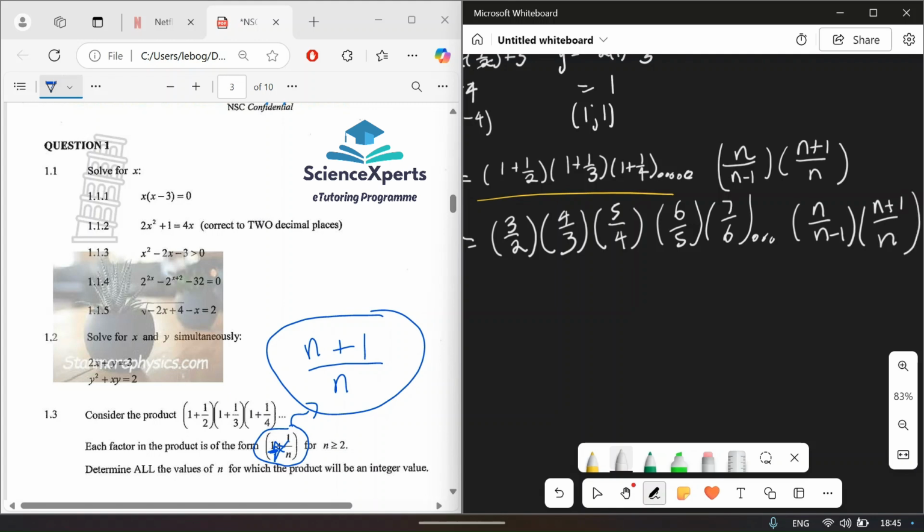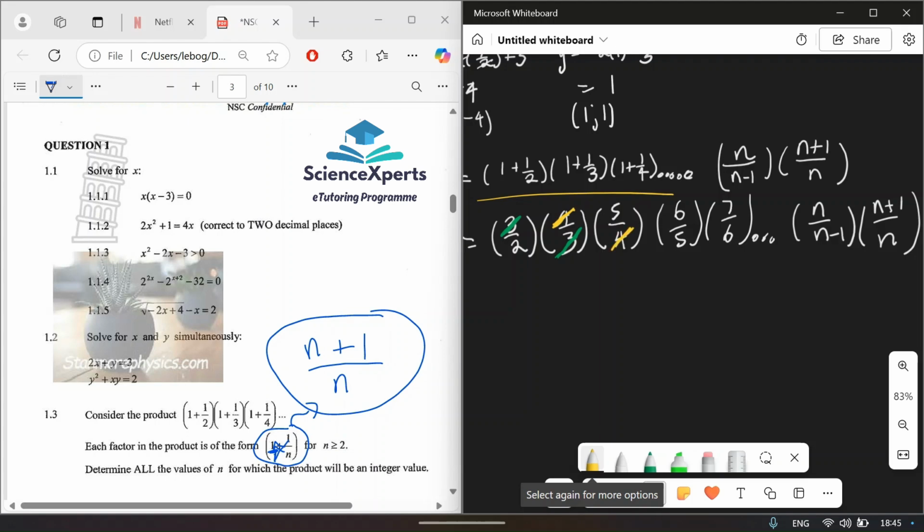I want you to see this pattern here. For every term, the numerator of every term cancels with the denominator of the following term. For example, 3 here is a numerator. It will cancel the denominator of the following number. It will also cancel that 3 there. 4 is a numerator. It will cancel the denominator of the following number.